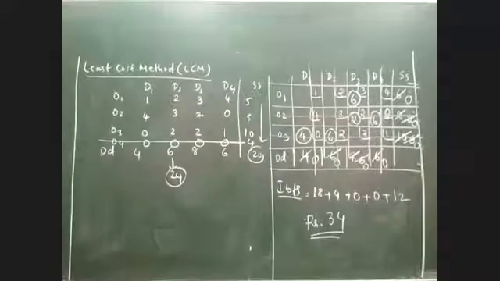what am I supposed to do? If there is a shortage in demand, what am I supposed to do? Dummy column. Dummy column, sir. D5 has to be introduced. Of course, for the dummy column, the values shall be 0, and the same procedure follows.